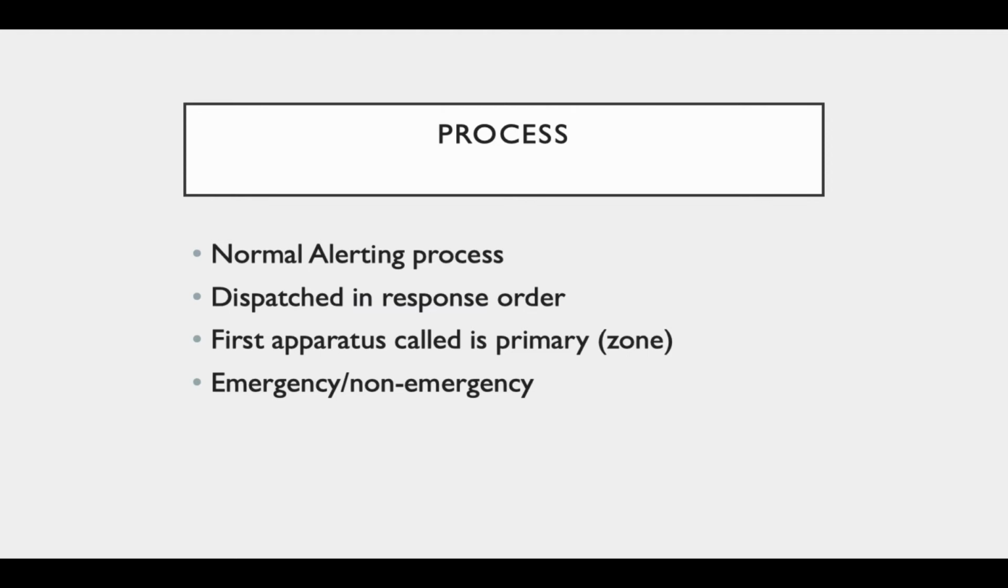Units will be dispatched in response order. For instance, if Engine 1 is announced first, that's their first due, their primary. If Engine 3 comes next, that's the second due. Engine 3 will be second due, and so on and so on. The first apparatus called is the primary zone and will be dispatched as emergency or non-emergency.